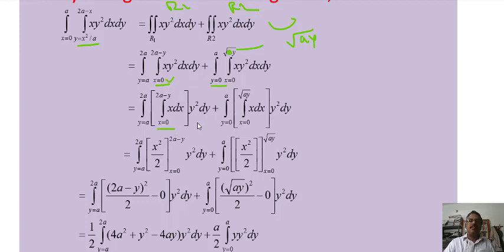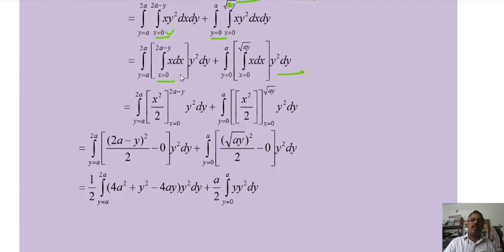For this purpose, separate the y variables outside. Now here only the x integral, already discussed. Integral of x is x square by 2, limits x equals 0 to 2a minus y. Here the same, x square integration is x square by 2, x is 0 to root over ay. Now substitute x equals 2a minus y first as the upper limit, then x equals 0. You will get this one.